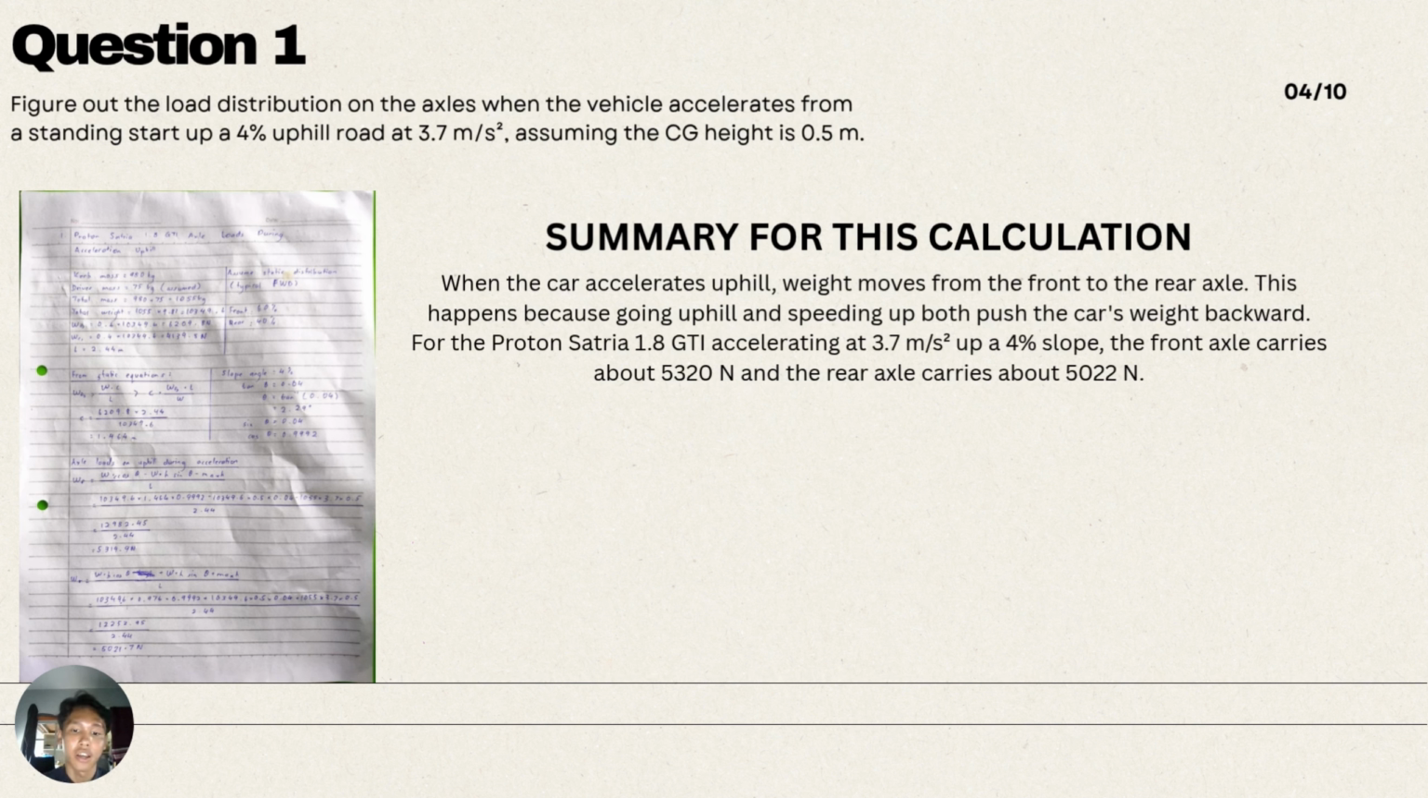5,021.7 Newton. So for the summary of this calculation, when the car accelerates uphill, weight moves from the front to the rear axle. This happens because going uphill and speeding up both push the car's weight backward. For the Proton Satria 1.8 GTI, accelerating at 3.7 meters per second squared up a 4% slope, the front axle carries about 5,320 Newton and the rear axle carries about 5,022 Newton.